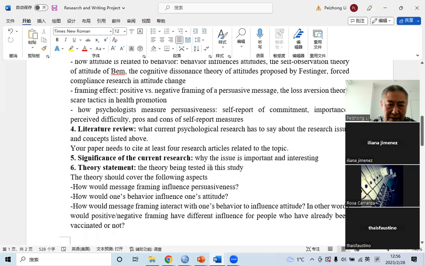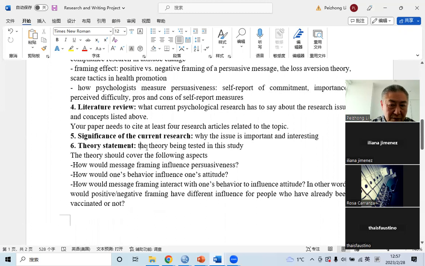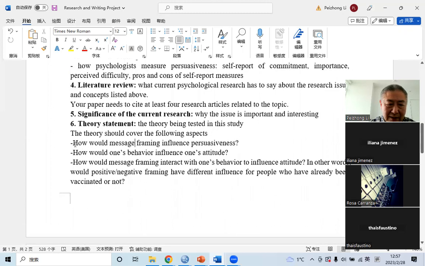So after the research issues, after you introduce the key concepts, then you want to introduce your theory. What do you think? In this research, what is the theory you are trying to test? In your theory, you want to cover these topics. How would the message framing influence persuasiveness? And you have to write your own theory. You have to develop your own theory.